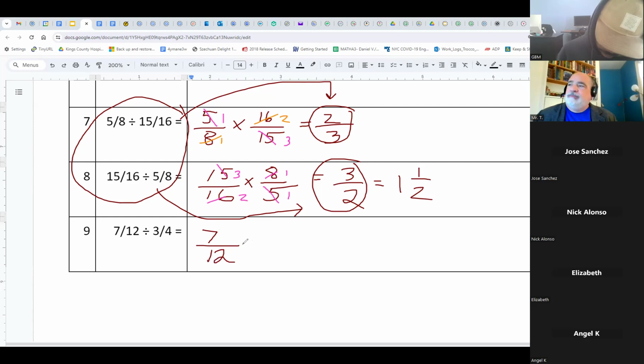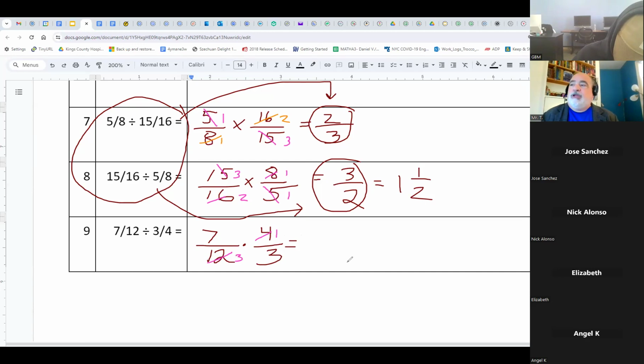All right, so you got 7 over 12. You take the 3/4, so you flip it, you got 4 over 3. 4 goes into 4 one time, 4 goes into 12 3 times. So now this was the issue. Do I change the denominator, or leave it because it's the same?